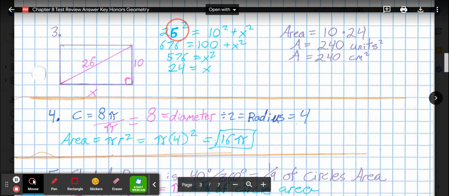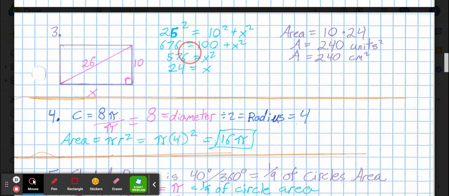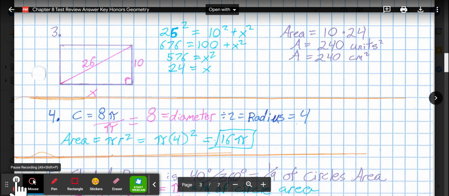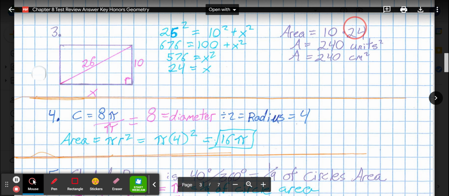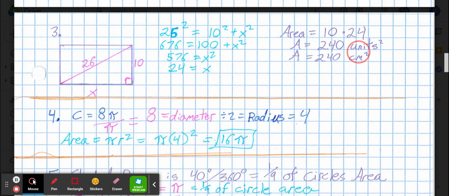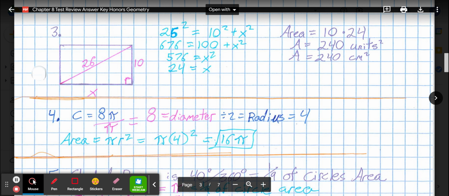So we know 26 squared would equal 10 squared plus x squared. So 676 equals 100 plus x squared. So 576 equals x squared. And we square root that to figure out our other side is 24 units long. So now that we know this side's 24, this side's 10, finding the area of the rectangle is really easy. Length times width, or base times height, 10 times 24 is 240 centimeters squared, because in this case, they gave us the measurement instead of units. They told us it was centimeters.